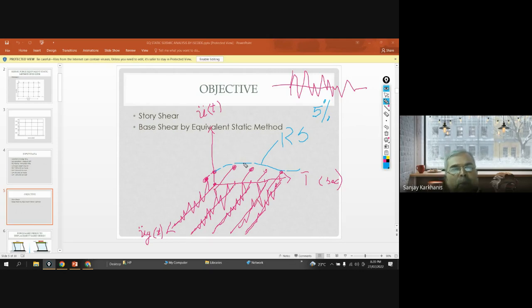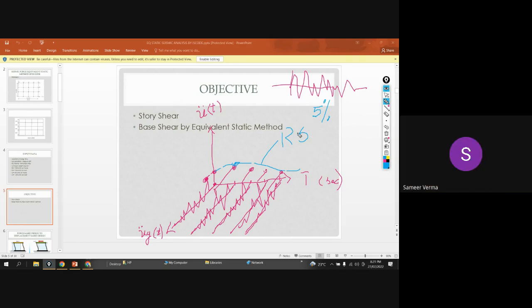Now, why is only the maximum considered? That is our basic. See, we are always interested, we are not interested in finding out the history of deformation. So at t equal to 0.1 second, what was the deformation? At t equal to 3 second, what was the deformation? At t equal to 3.1 second, what was the deformation? I'm only interested in the maximum deformation, so that I will try to design the building to sustain that deformation. The rest of the deformations will be automatically taken care of. Clear? Yes.